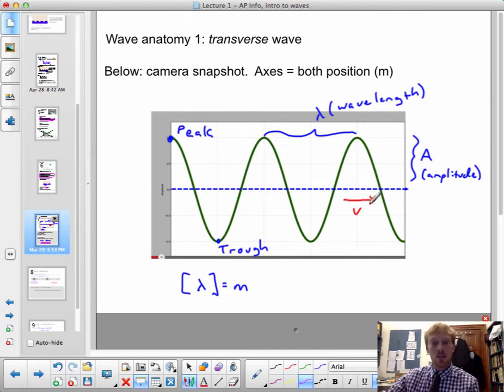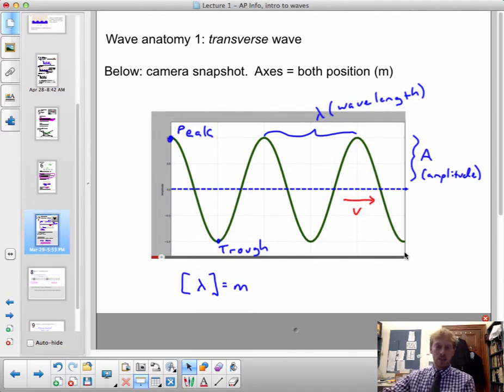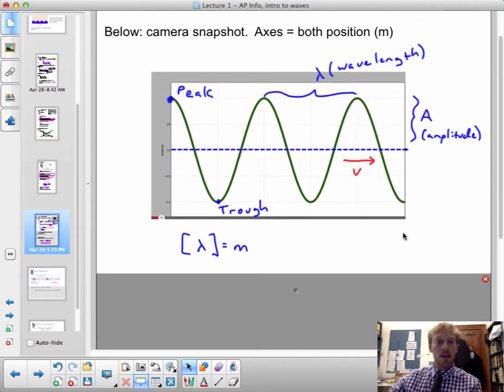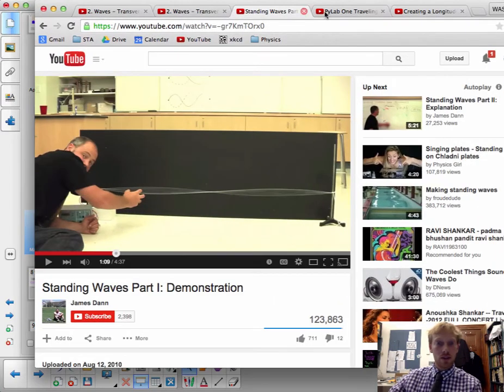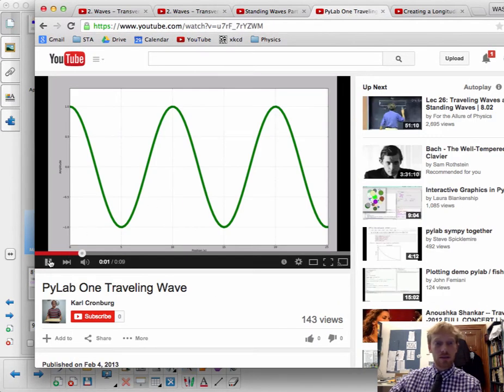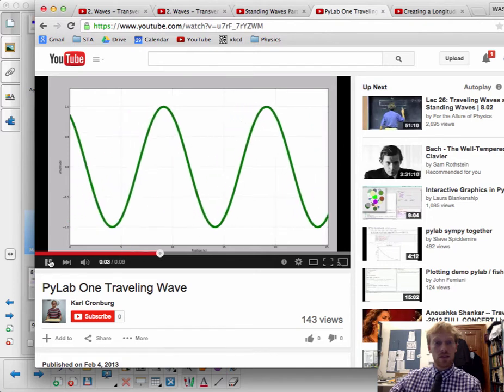We have the speed of propagation. The distance from the midline, this is called the midline, to the peak is called the amplitude. The amplitude is not the distance from trough to peak. The amplitude is from the midline to the peak. All right, both axes are positions and have units of meters. However, if this wave also travels, let me show you a video actually that shows that wave traveling. There it is. There it's traveling.